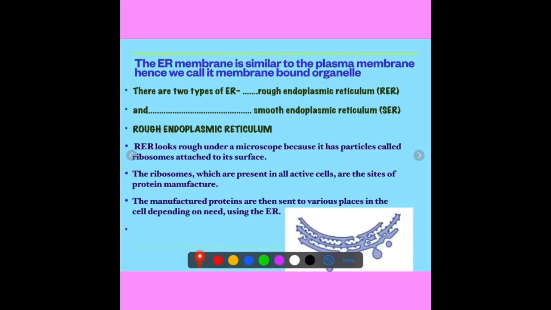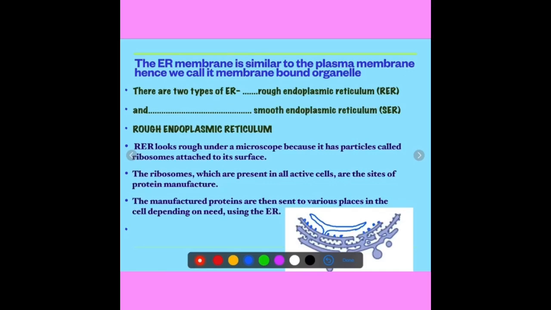We can draw a diagram like this, that this is the endoplasmic reticulum, and this has small structures attached here. What are these small structures? They are ribosomes. So RER looks rough under the microscope because it has particles called ribosomes. So these are the ribosomes attached to the endoplasmic reticulum.